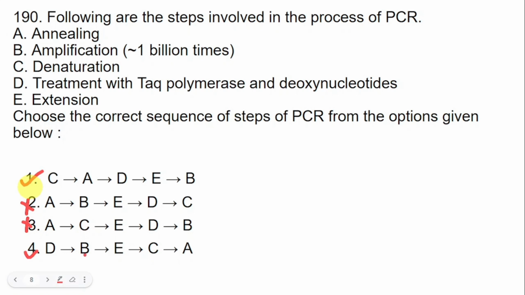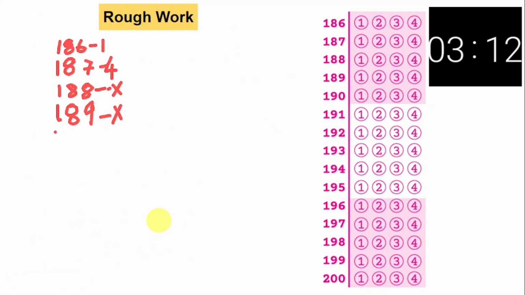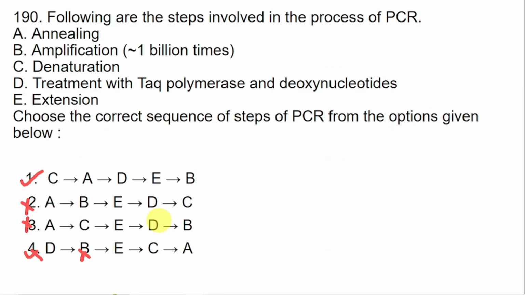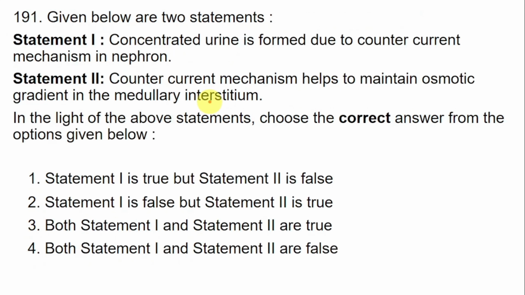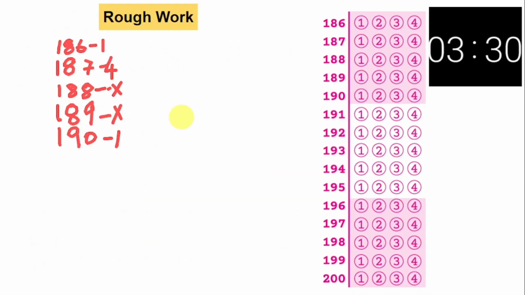Then D is followed by B. B is amplification, so this is wrong. Okay, so we have the answer with us. Option number 1 is the right answer of this question. 190 is 1. When I will make a detailed video, I will tell you how the PCR is set up. Okay. Then two statement question, avoid it. 191, avoid it. If needed, I will come back here.